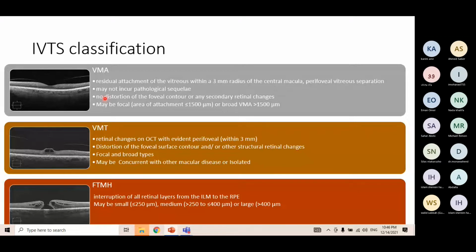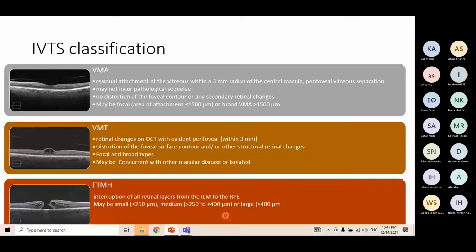Both vitreomacular adhesion and vitreomacular traction can be focal, what we call the area of adhesion or attachment less than 1500 microns, which is equal to the size of the optic nerve head, or it can be broad if it's more than 1500 microns. Then if the vitreomacular traction progressed, it may progress to a full thickness macular hole like that, which may be small, medium, or large according to the size in microns.